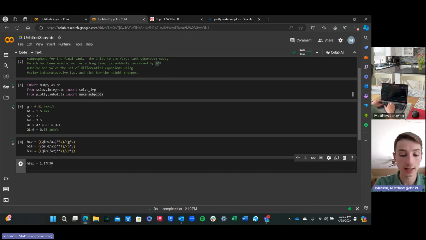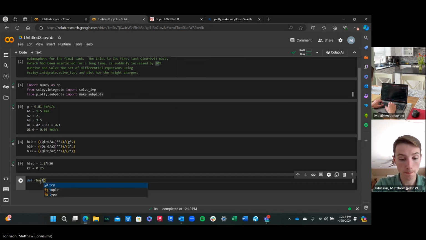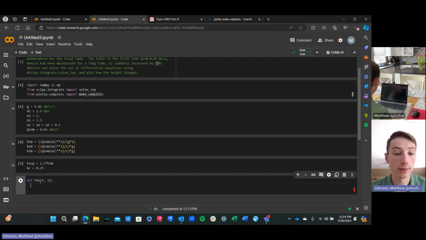Then we want to define a controller gain. We talked about how the controller works, 0.25. Okay, now we can define our function that we're going to solve with the solve IVP command. So let's define a function. Let's call it right hand side, I guess.